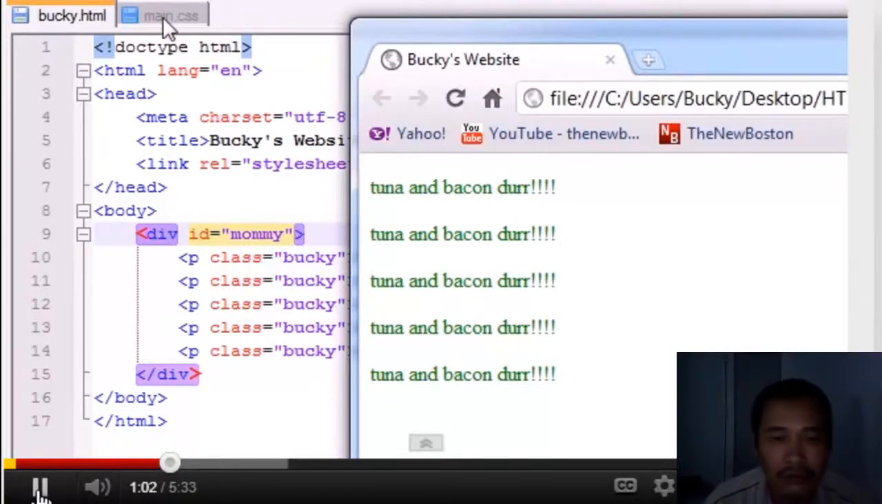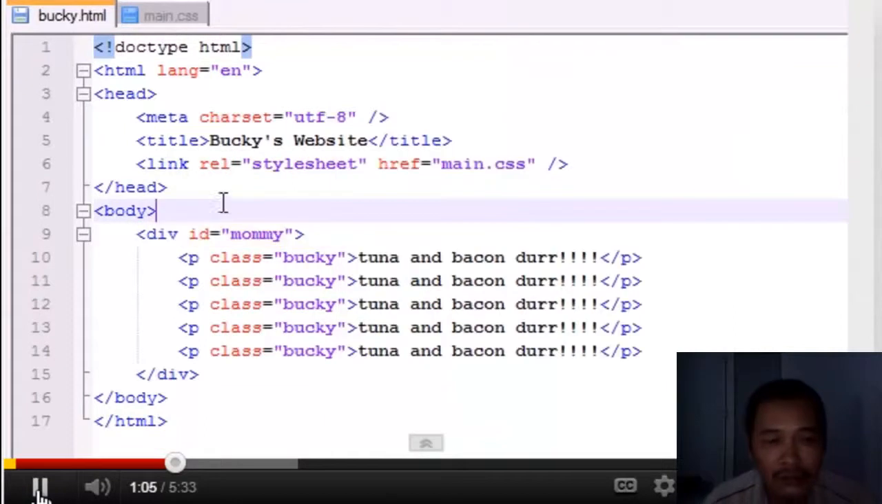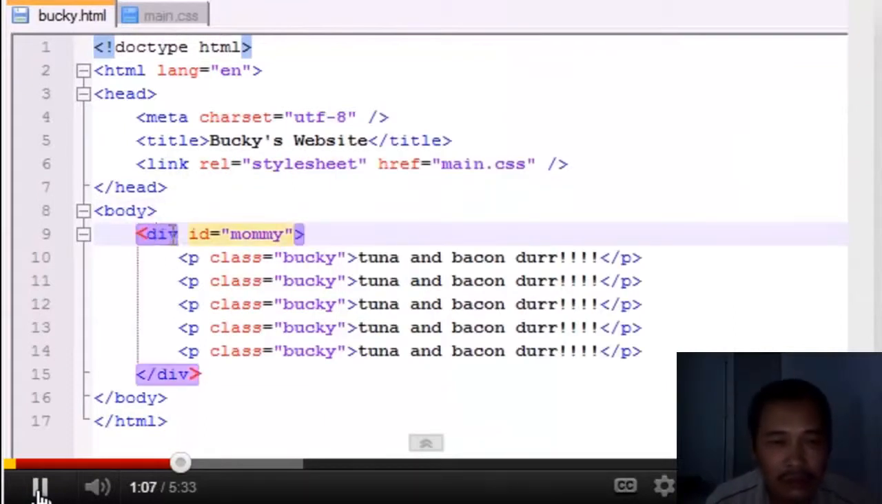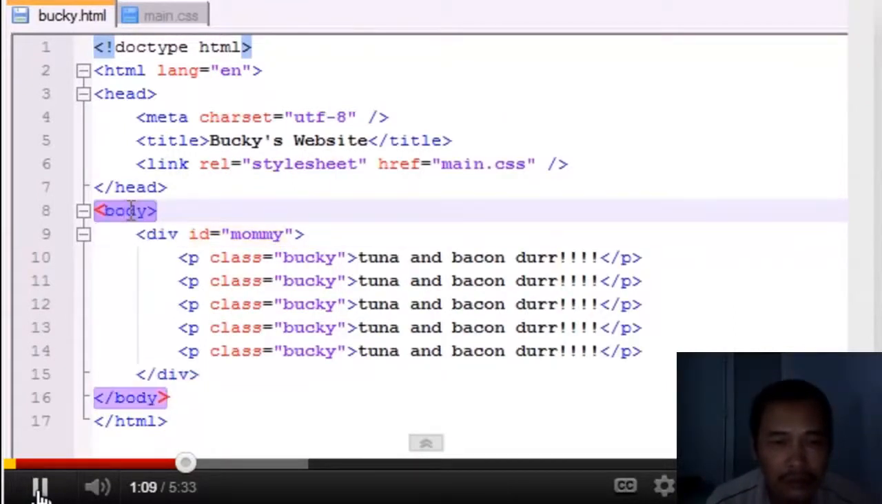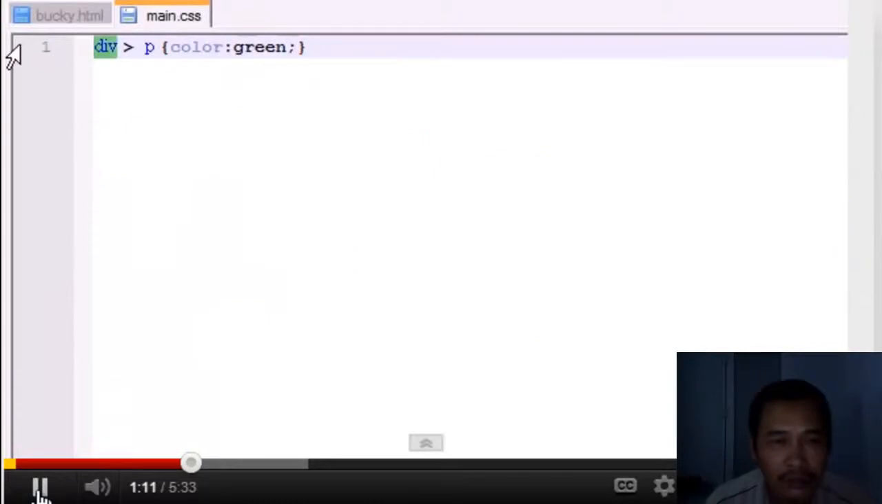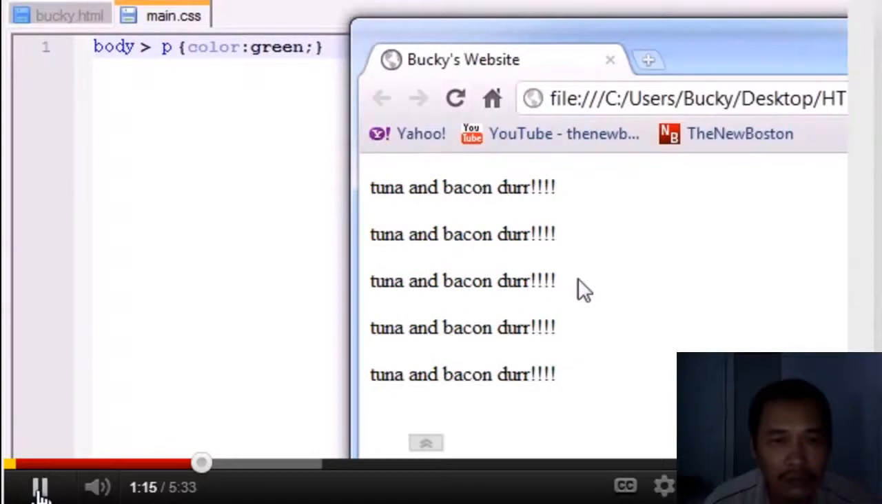Now you're saying, okay, well, does that work with a grandparent as well? Because check this out. The div is its parent and the body is its grandparent. So let's go ahead and exchange div for body and see what happens. We go ahead and refresh this.